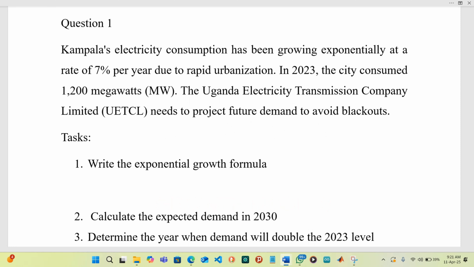Hello, my dear friends. Tonight we shall be looking at a scenario-based question that is coming from applications of indices and logarithms. So let's go.